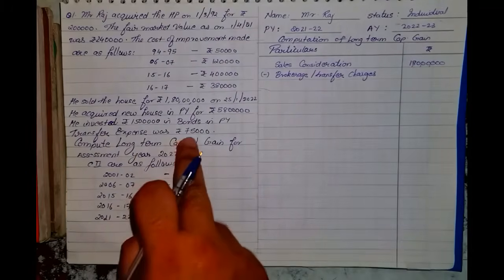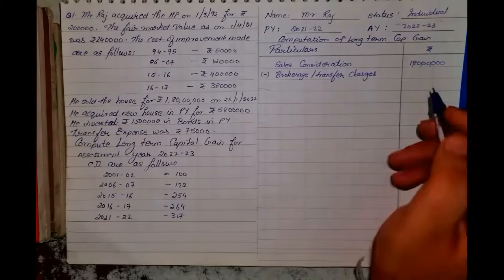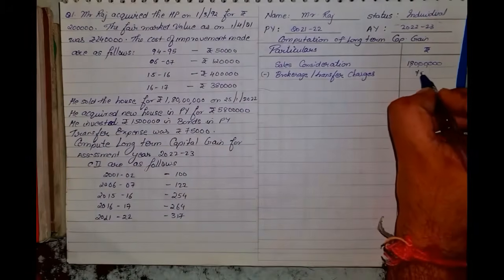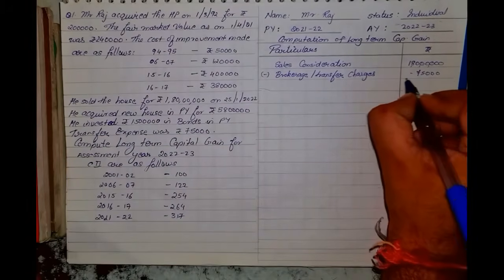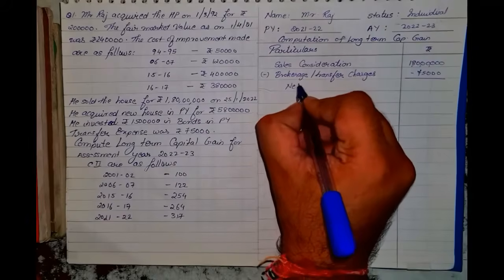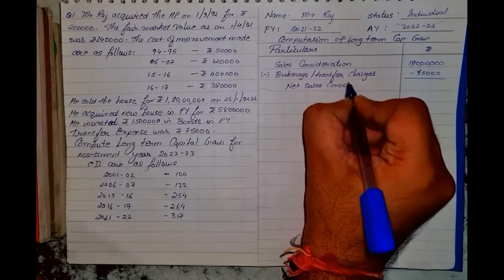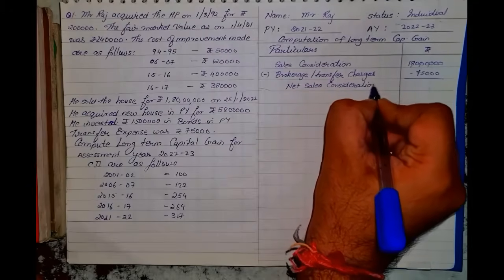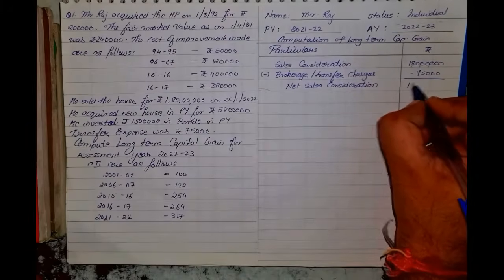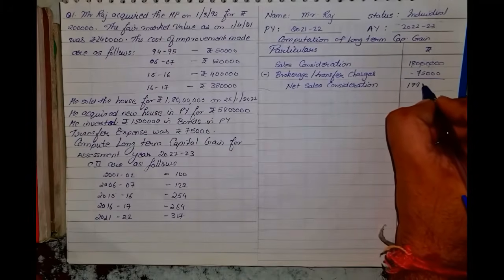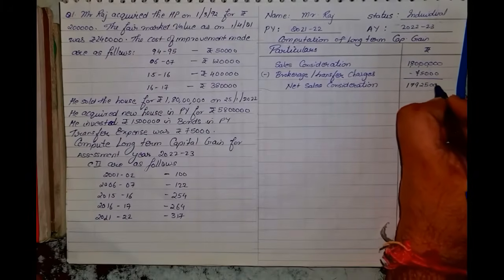So here our brokerage is given here. The transfer expenses were 75,000. So we are going to less 75,000, and that amount we'll get will be known as net sales consideration. So that will come to 1,79,25,000.